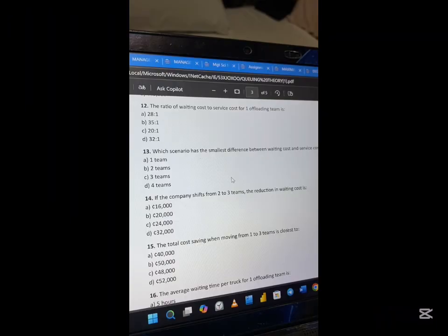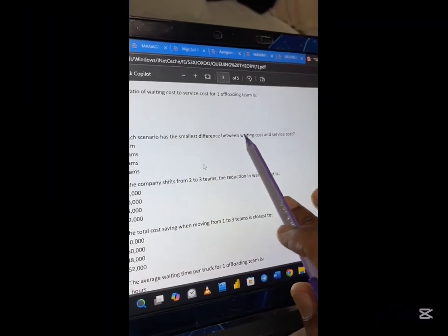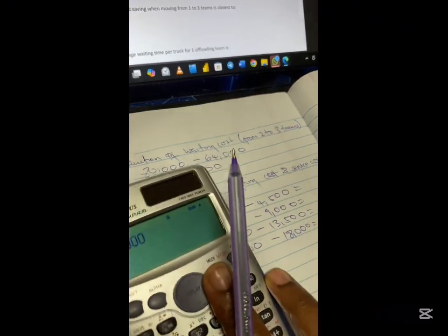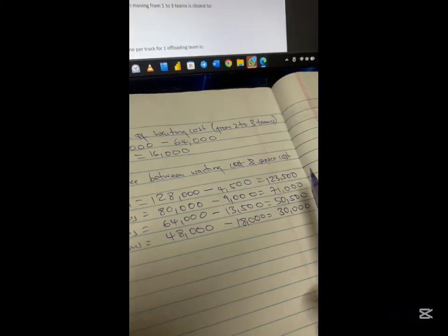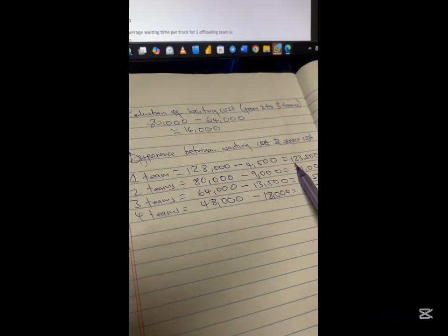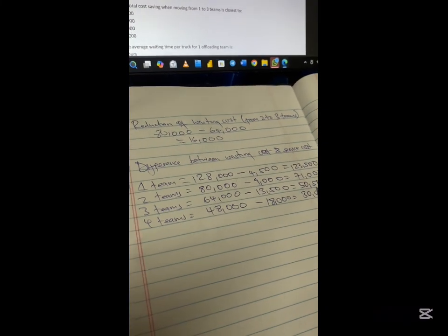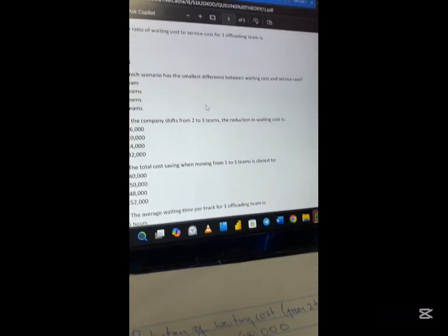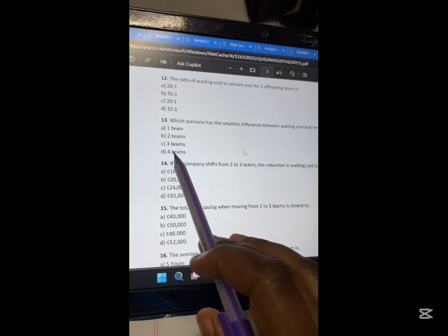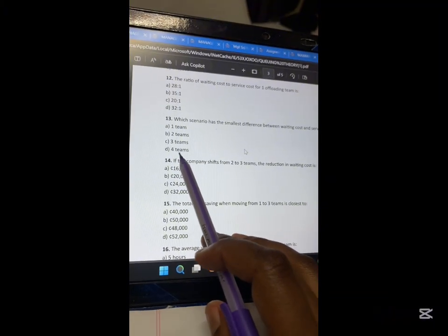So let's calculate to see which one has the smallest difference between waiting cost and service cost. So plug in the values in the calculator for team 1, 2, 3, and 4. Upon solving our values, we get the difference in team 1 is as shown there, in team 2 71,000, team 3 and team 4. So the one that had the smallest difference was team 4. So from our question, the answer is D, team 4, or 4 teams.